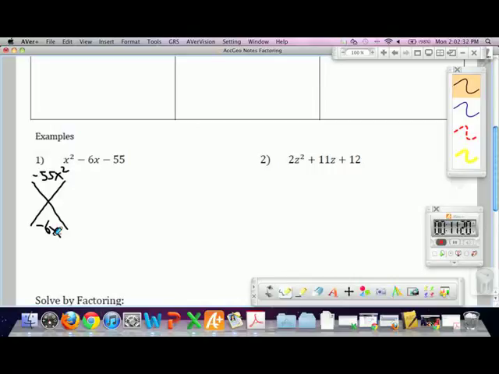And then since they need to multiply to x squared, and they need to add to the middle term, they better both have the same variable. When we multiplied x squared and negative 55, we got negative 55x squared. So for the next one, 2 times 12 is 24. 24 is easy.